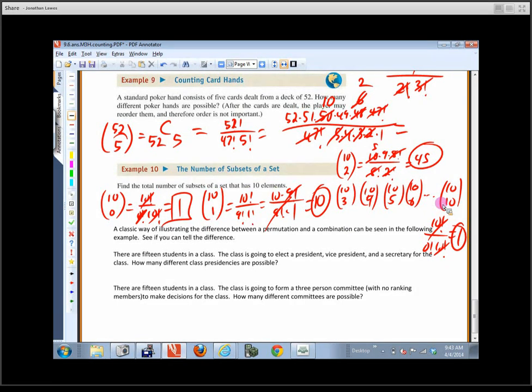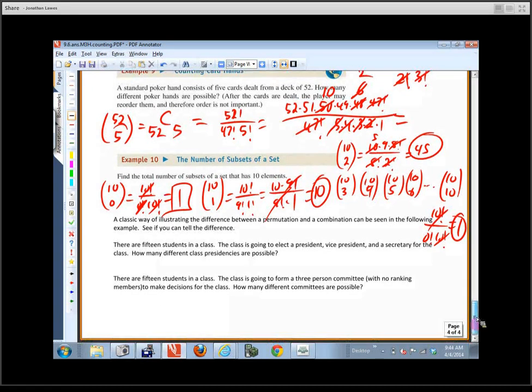By the way, how many different answers do I have to find? What is it? 11. 0, 1, 2, 3. Start at 0, go to 10. That's 11. Okay? You get those 11 numbers and you add them up. All right. Okay, let's take a look at the last one.